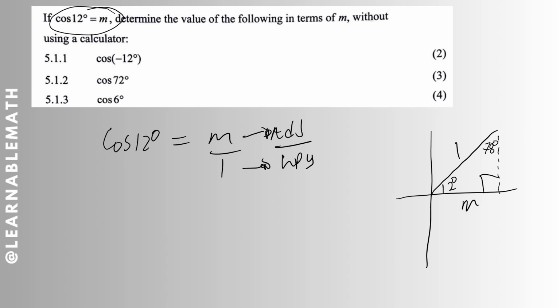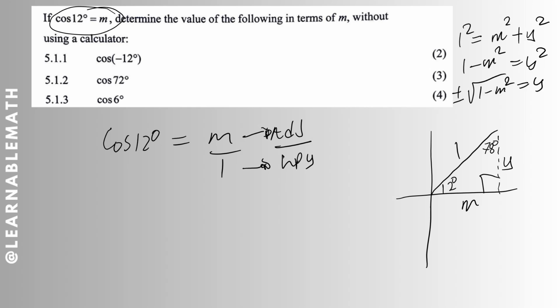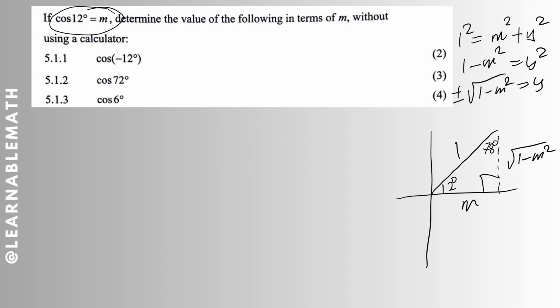Okay, so we have to solve for this one using what, Pythagoras. We say hypotenuse squared is equal to x squared, which is m squared, plus y squared. So 1 minus m squared is equal to y squared. Then y will be plus or minus the root of 1 minus m squared. Okay, so obviously y is on the positive side, so we'll take the positive root of 1 minus m squared. All right, then after filling in that triangle, we can now go and start answering.